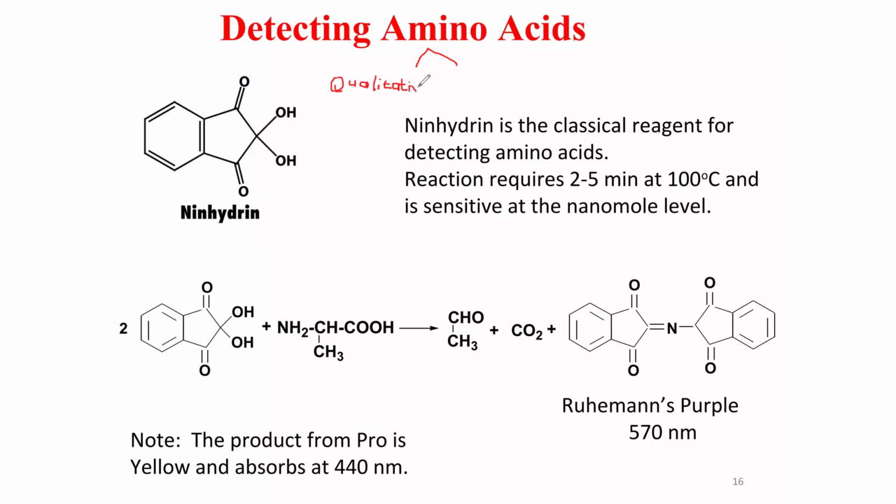What is a qualitative test? A qualitative test is just to detect the presence of a particular analyte. When we say analyte, it means what you want to detect. So a qualitative test is a test that you use in the lab to check the presence or absence of a particular analyte.